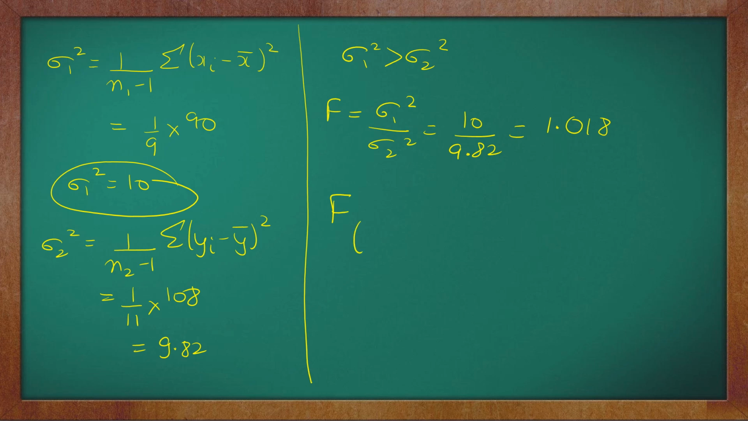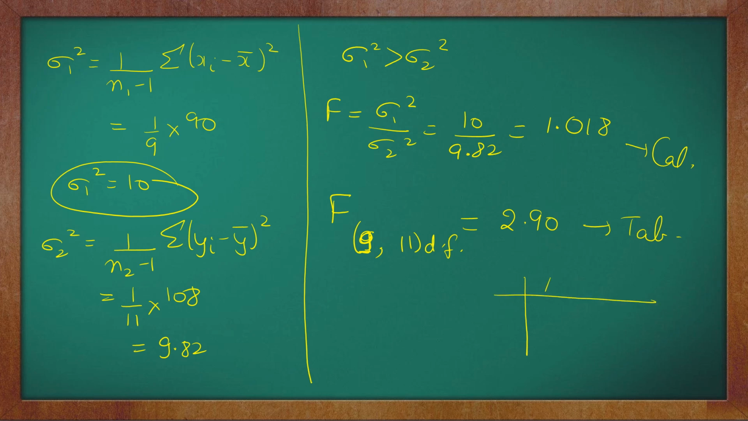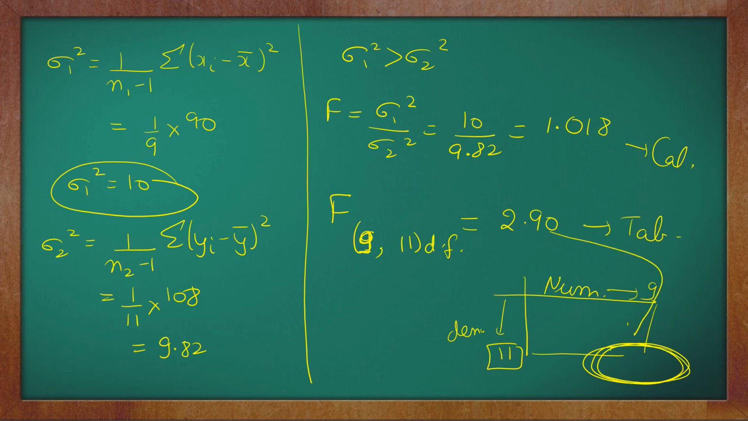So what is the degree of freedom? n1 is 10, so this is 9, and n2 is 12, so this is 11. Sorry, degrees of freedom. The table value is 2.90. So this is my calculated value and this is my tabulated value. Students, again I'm repeating, 9 is in the numerator. So in the table, how to check? Here is 9 for the numerator. In the denominator, I have 11. What is the intersection of these two values? That will be your table value. This one. You can see it very easily from the table as well.